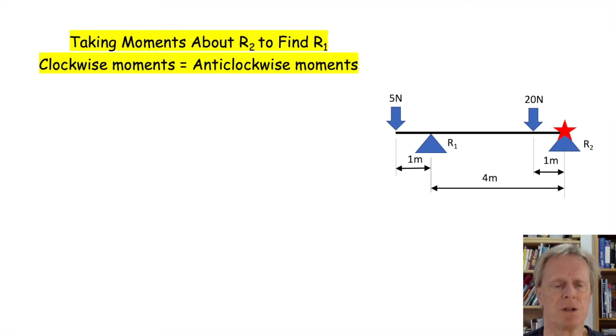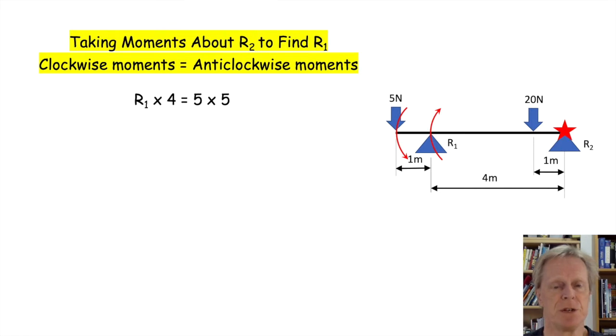The 5 Newton load is pushing down. That will still tend to tilt the beam in an anti-clockwise direction, so that goes on to the anti-clockwise side of the equation. Reaction 1 is pushing the opposite way. That would tend to turn the beam in a clockwise direction, so that goes over here.